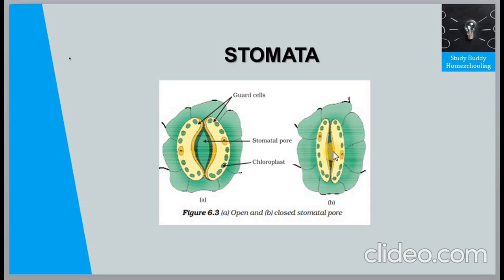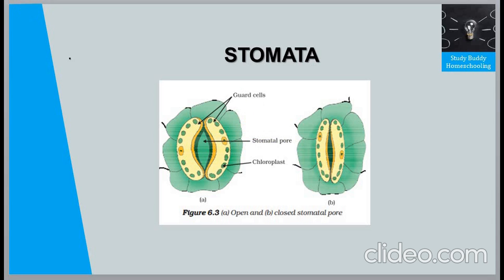But if you take examples of desert plants, this is how it will look like. In desert plants, the stomatal pores are closed because they are in the desert where there is less water. So they cannot afford to lose water. In the daytime, the guard cells completely shrink and close themselves. Only in the night time they open up because there's no sunlight and there is no water loss due to transpiration.